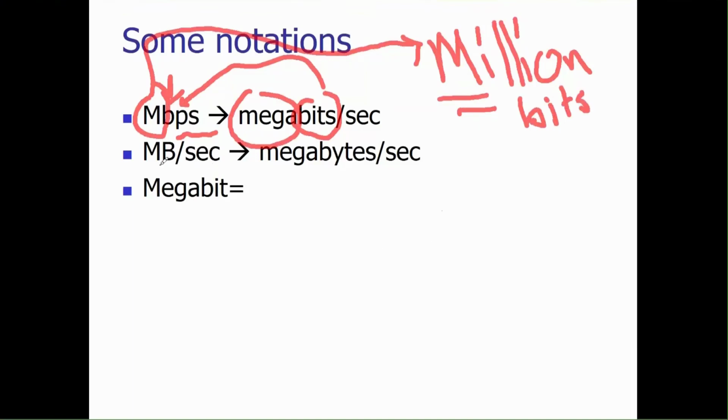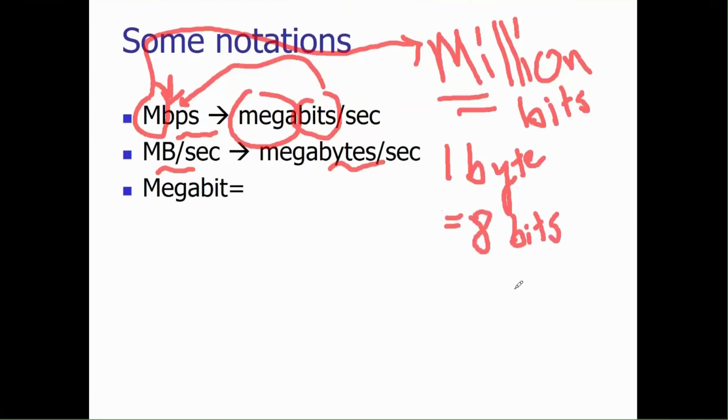Okay? Capital B is a byte. And 1 byte is how many bits, guys? 1 byte is how many bits? 8 bits, thank you. 1 byte is 8 bits. So when you're looking at the unit, make sure you know whether it's a megabit. Most commonly it's megabits, but you never know, somebody might put megabyte per second. If it's megabyte, I multiply by 8 because 1 byte is 8 bits.